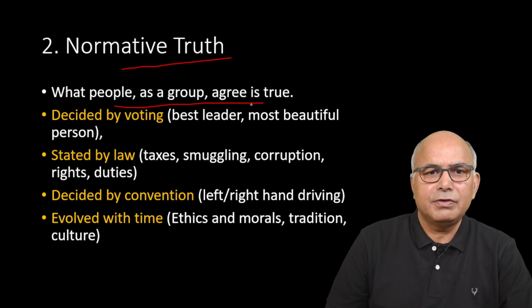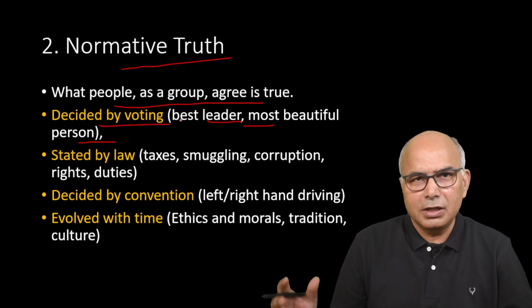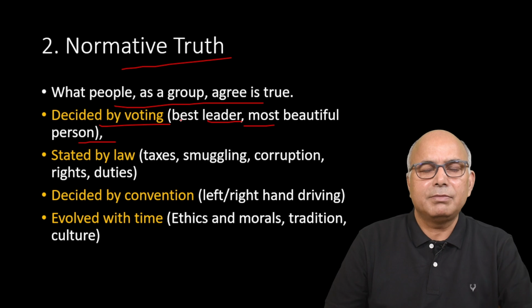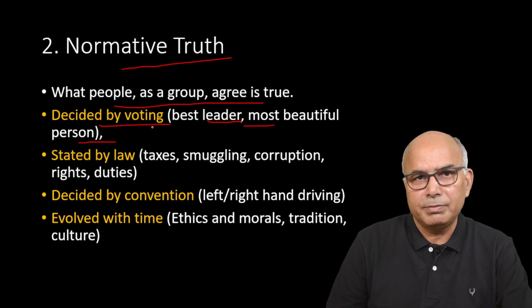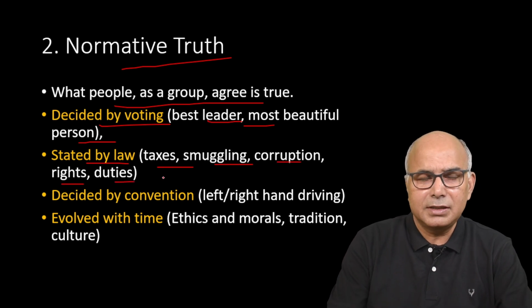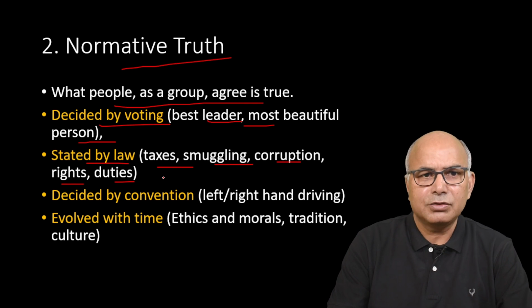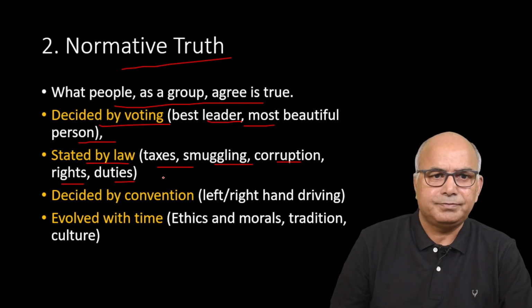For example, if you want to determine who is the best leader, who is the most beautiful person, we generally do it by voting. So a large number of people vote and decide who is the best leader or who is the beautiful person. Similarly, normative truth is also stated by law, like taxation, smuggling, corruption, rights, duties. All these things are stated in the law, and when we read those laws, because laws are considered to be the collective will of the society, that is another method of knowing the normative truth.